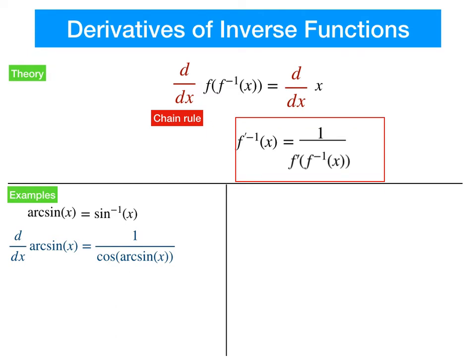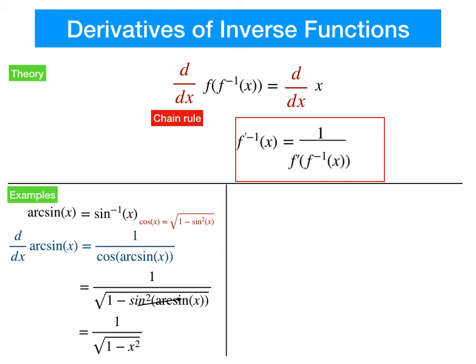But we can simplify this derivative a bit further by using one of the trig identities: cosine squared x plus sine squared x equals 1. So you can solve for cosine x equals the square root of 1 minus sine squared of x. Replace to get to this term. And then we know that sine and arcsine cancel out in the composite form. So that will leave us with just 1 over the square root of 1 minus x squared as the derivative of arcsine of x.